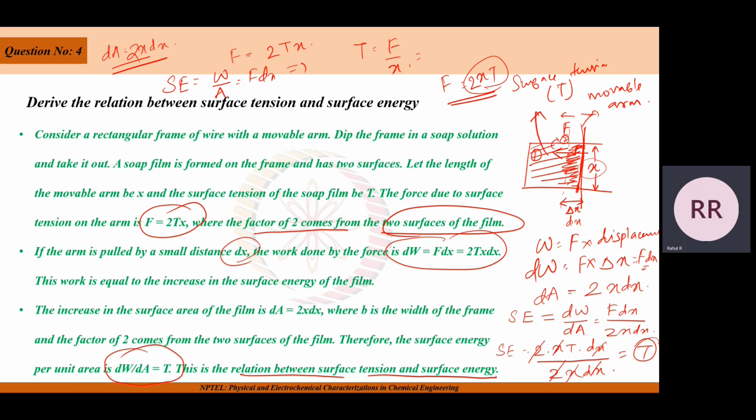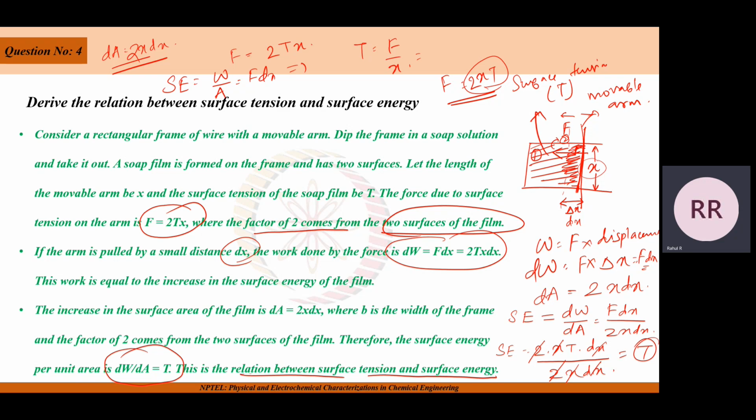Once we do that, we can calculate the surface energy, which is defined as the work done per unit area. So now what is the area? The area is the area that has been moved.